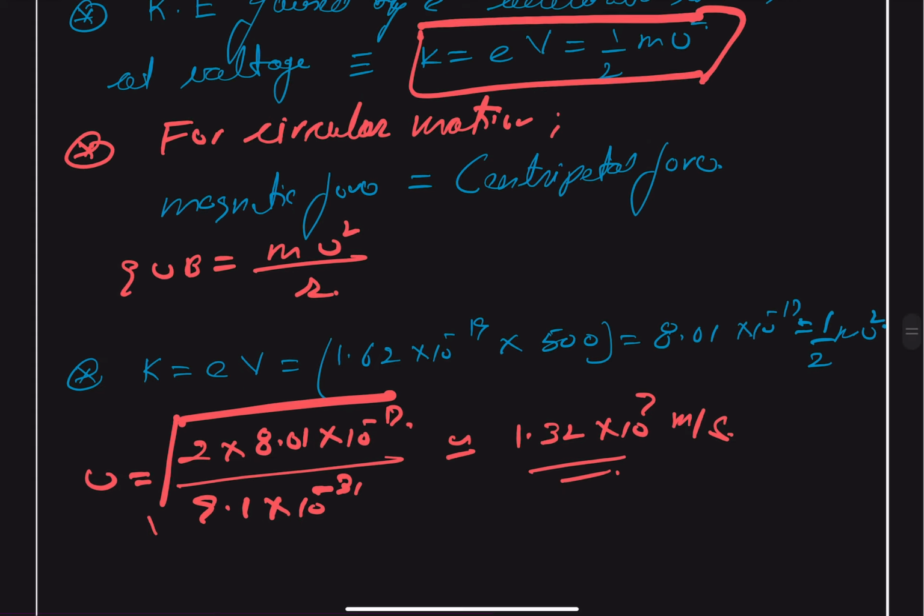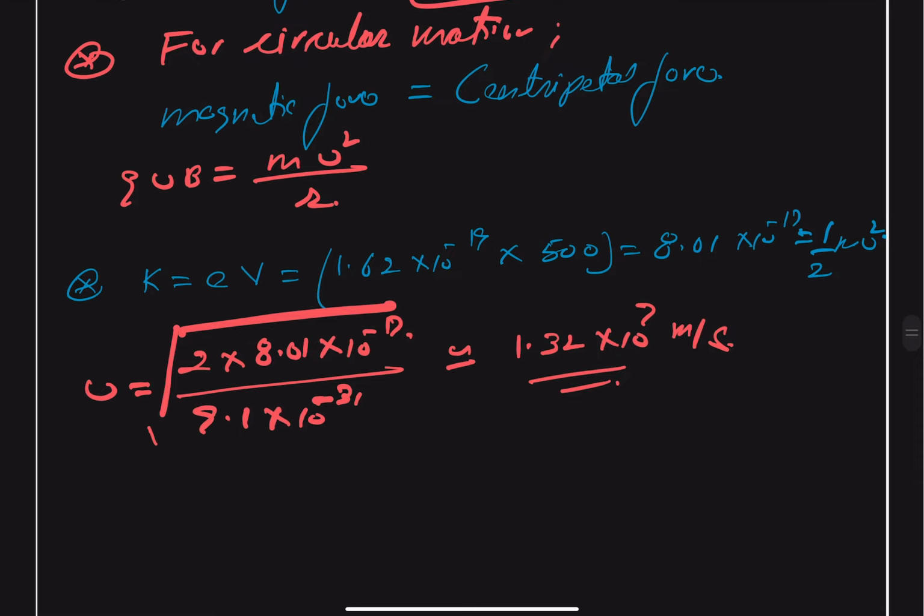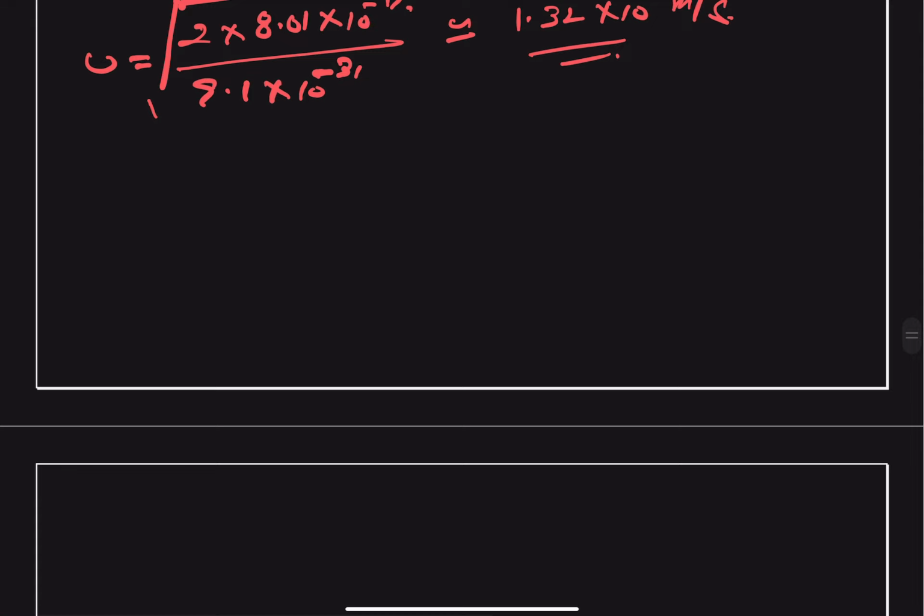Using this second equation, from here we can write our radius will be equal to mv divided by qB. So therefore the radius is equal to mv divided by qB. Mass is 9.1 into 10 to the power minus 31.